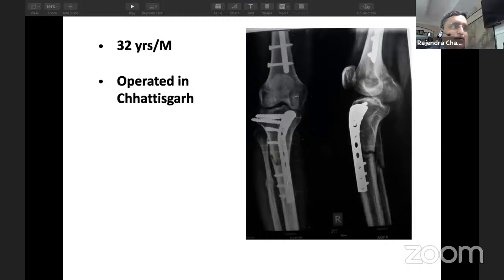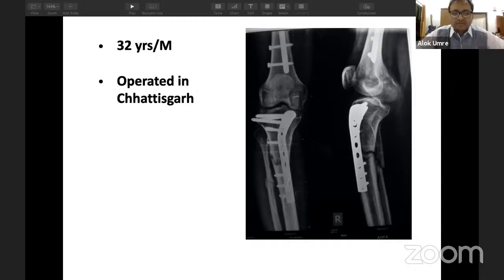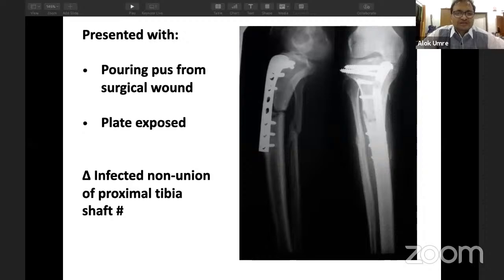Yeah, perfect. So a 32-year-old male was operated in another state, and had come in with pouring pus and an exposed implant on the medial side. He was operated around 5 to 6 months back.